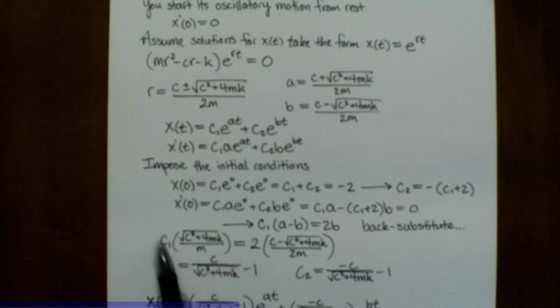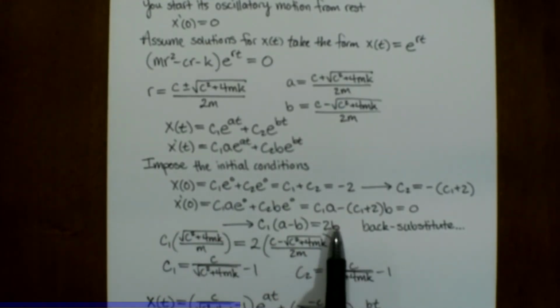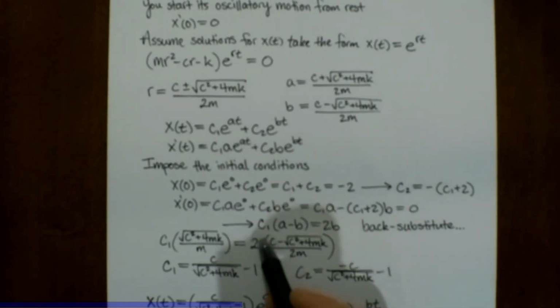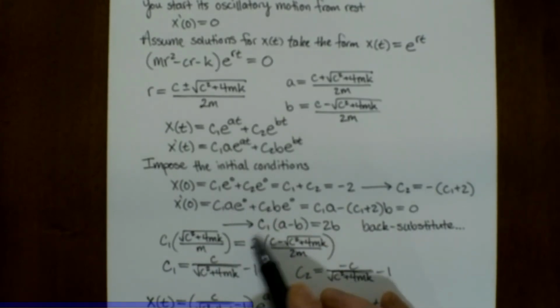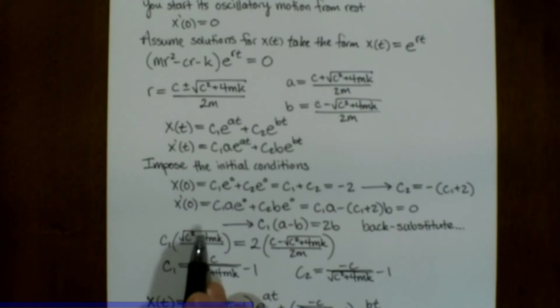So c1 then, if we arrange some things around, can be given by c over that radical expression that we had, minus 1. And you can do this by eliminating the m's from both sides in the denominator, eliminating these 2's, and then dividing each side by this radical expression right here. And after you divide that to the other side, you're left with c divided by the radical minus the radical divided by the radical, which is simply 1.